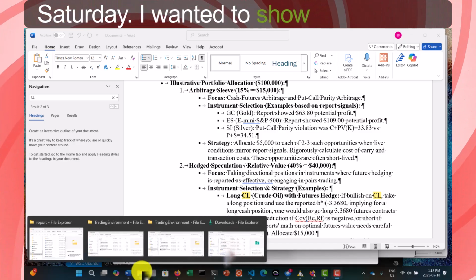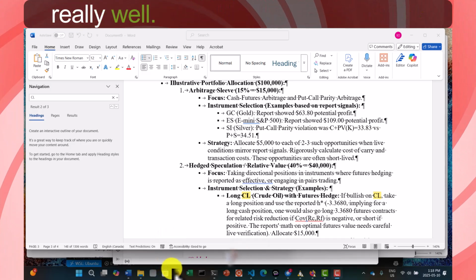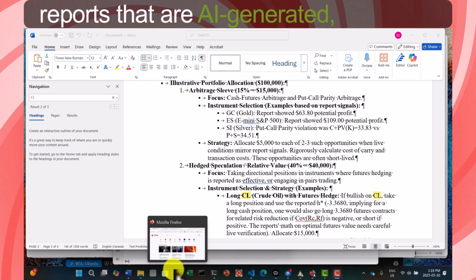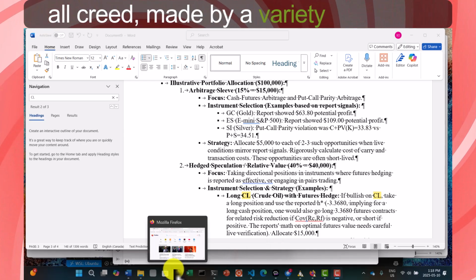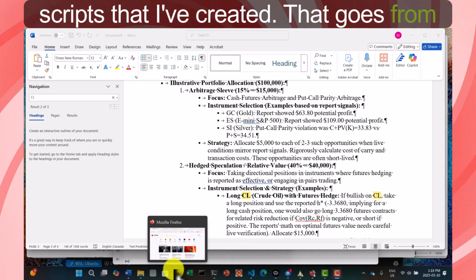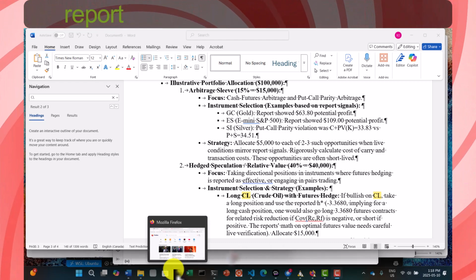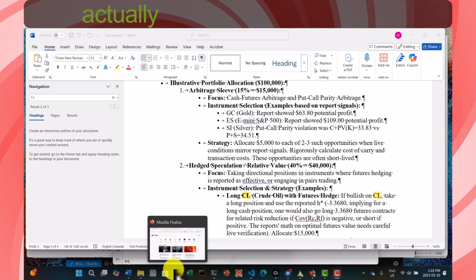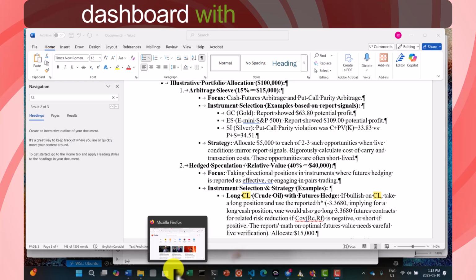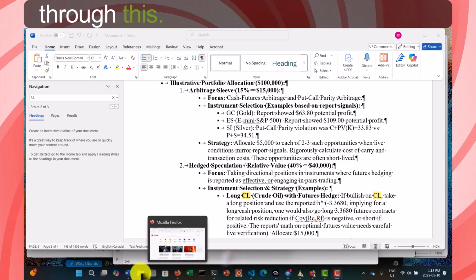I wanted to show you the process that I'm using now that seems to work really well. Being able to take a set of reports that are AI generated, all pre-made by a variety of Python scripts that I've created, that goes from a set of reports to a general summary report, and then turning that into a potentially live trading dashboard with the appropriate strategies for it. So let me walk you through this.